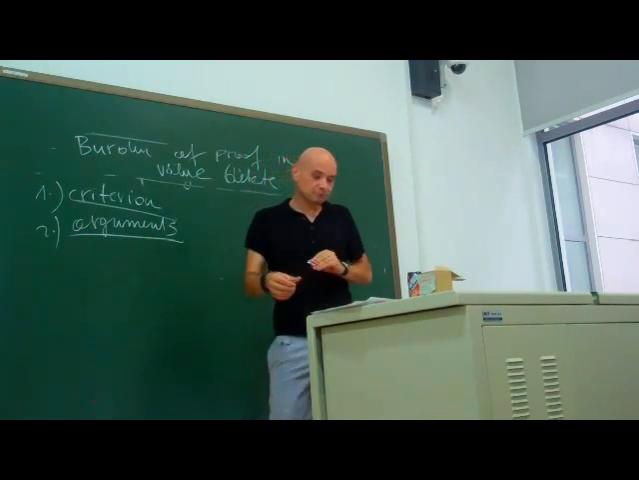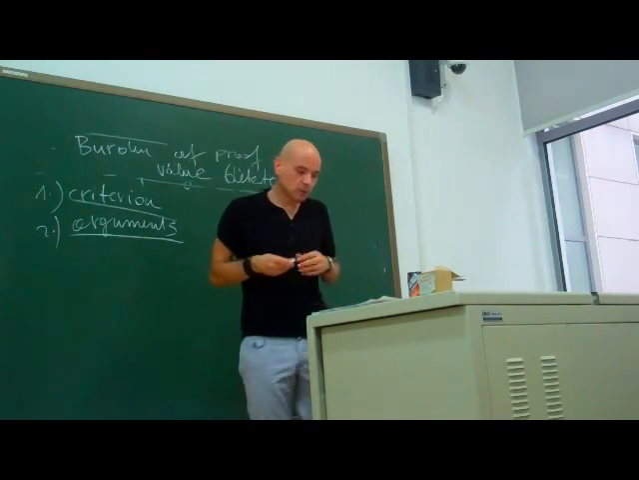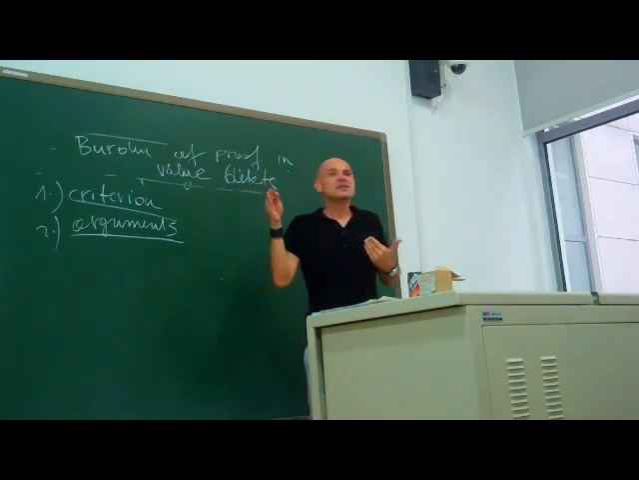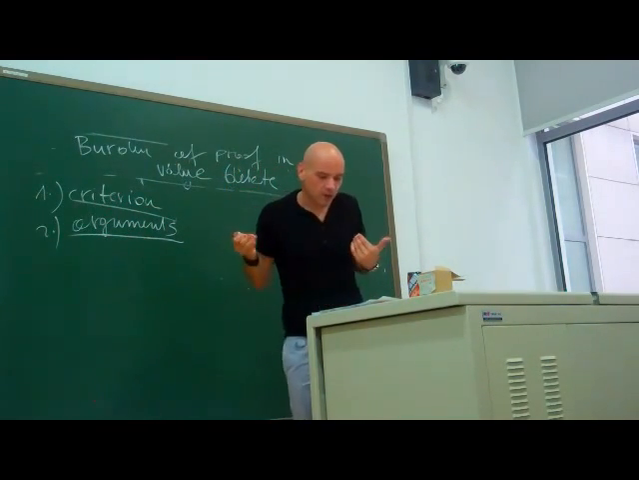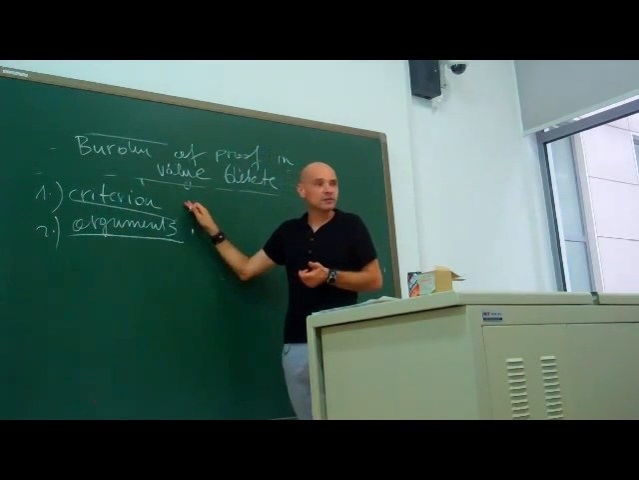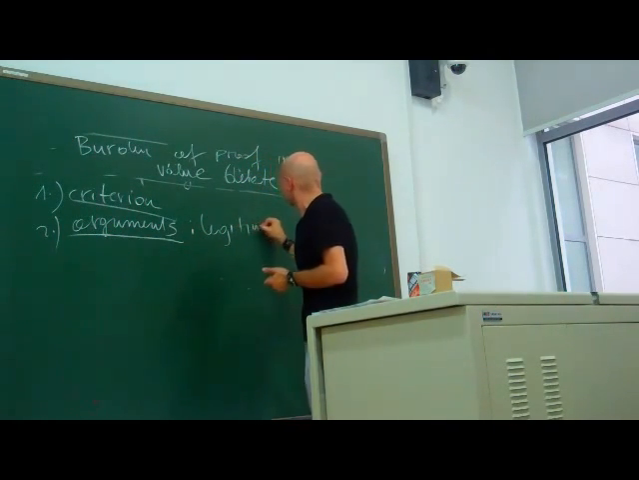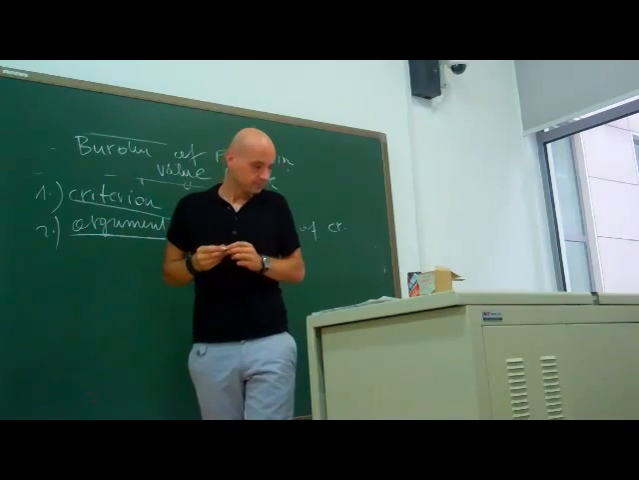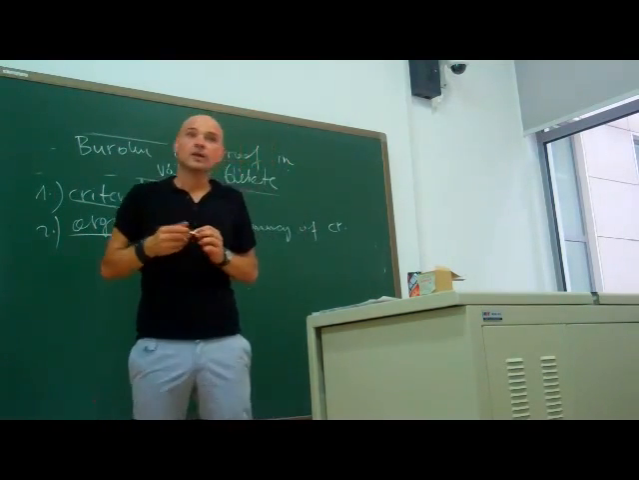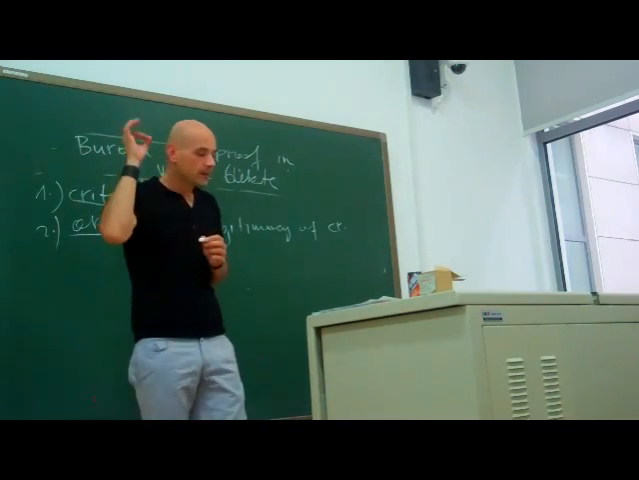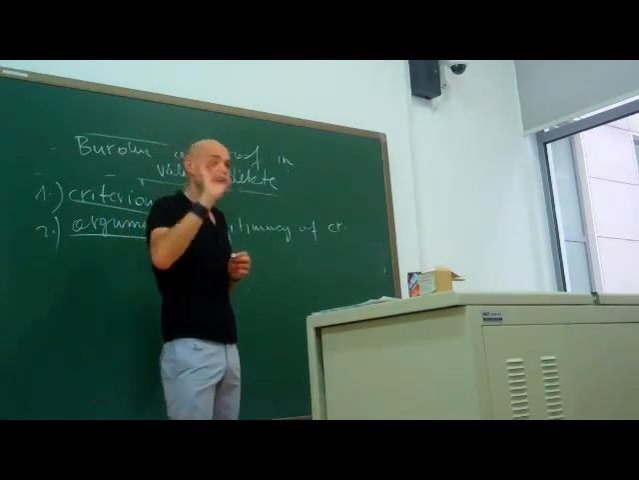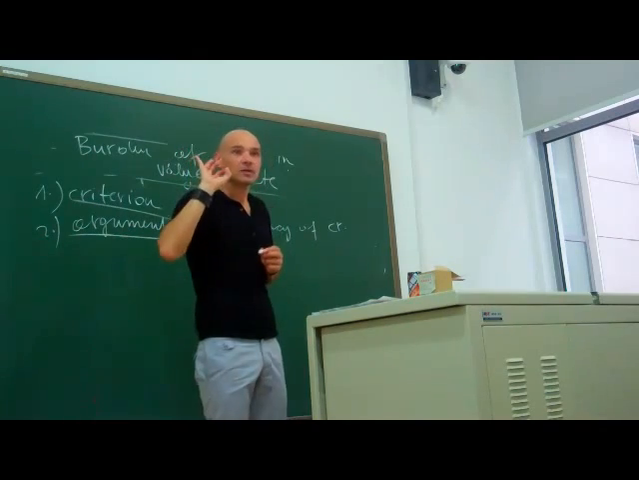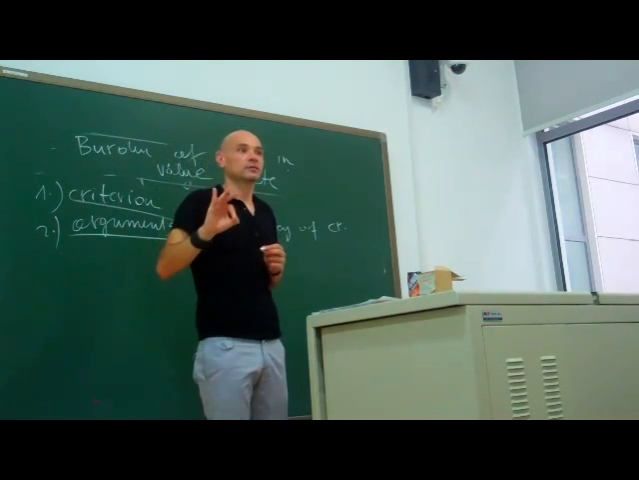Now, arguments. You can make, let's say, two types of arguments, which are very similar to policy motion. The first type of argument is legitimacy of criterion. You have to establish why the criterion by which you decided this debate should be judged is the right one. Okay?